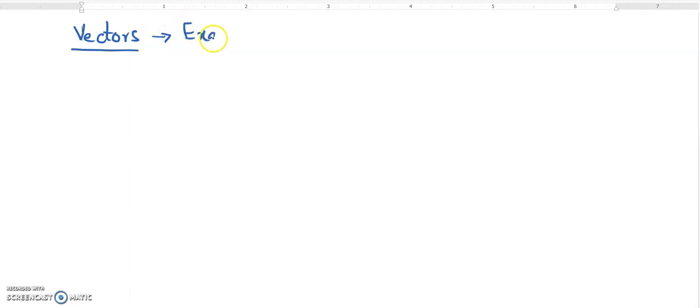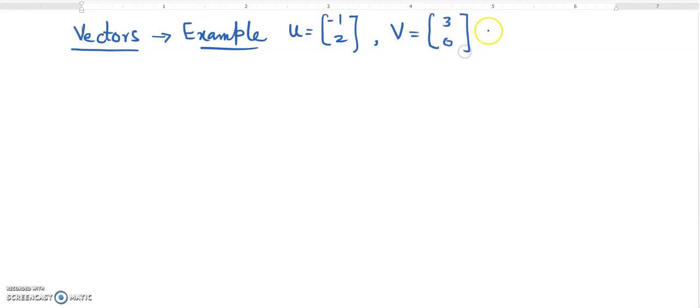So suppose, for example, you have a vector u = (-1, 2), so it is a column vector. Normally we represent vectors in the form of column matrices. If vector v is (3, 0) and vector w is (2, 1).